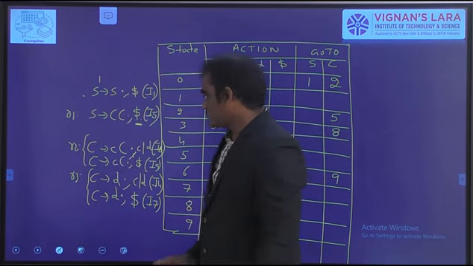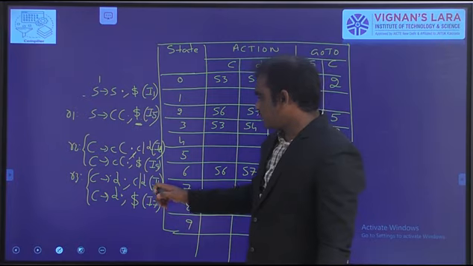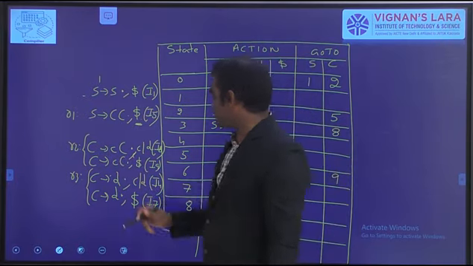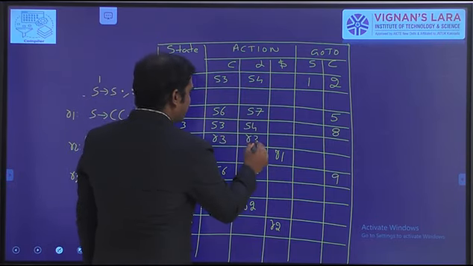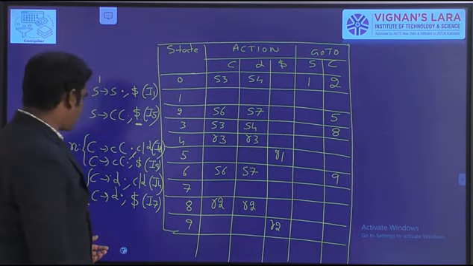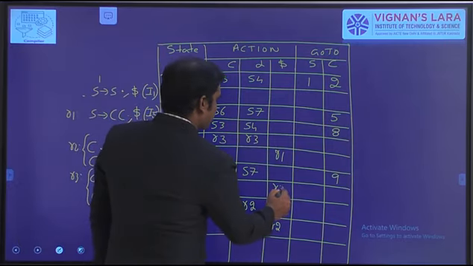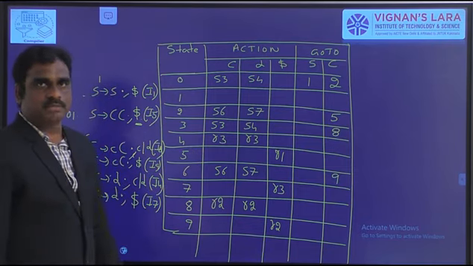Next, the last production again ends with two different states. The first state is 4, so the entry is 4 comma c and 4 comma d, write R3. And the next one is 7 comma dollar, R3. In this way we have performed the reduction operation.